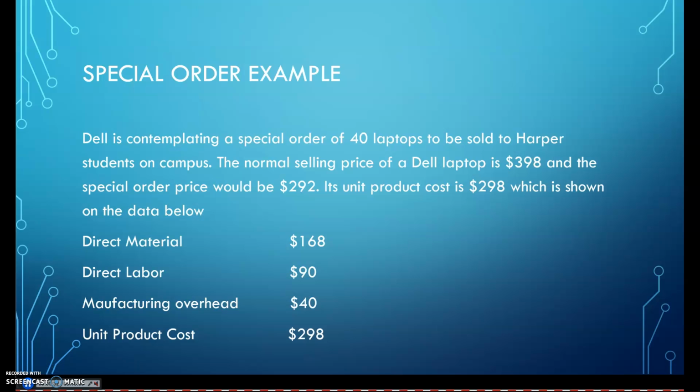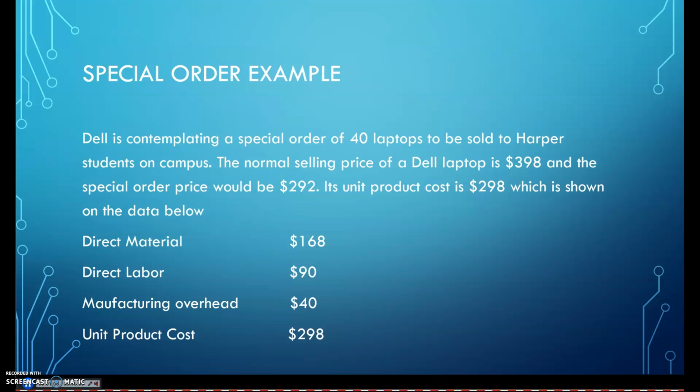Now, the example that I'm going to be using is Dell computers. Dell is contemplating a special order of 40 laptops to be sold to Harper students on campus. The normal selling price of a Dell laptop is $398, and the special order price would be $292. Its unit product cost is $298, which is shown in the data below.